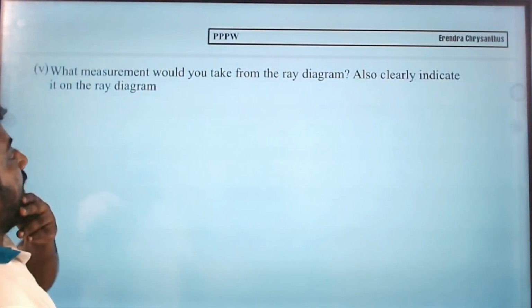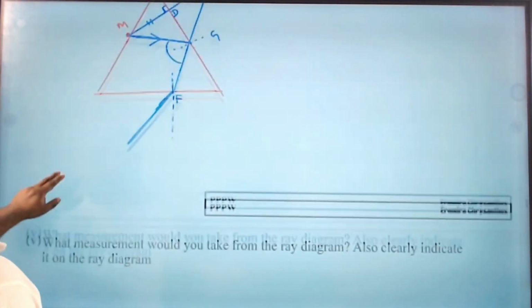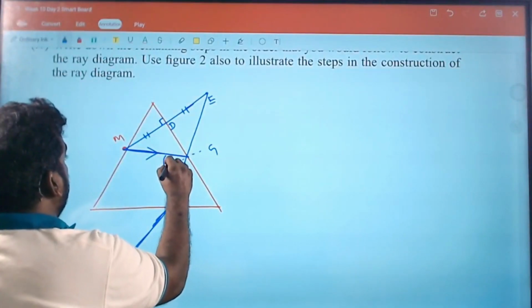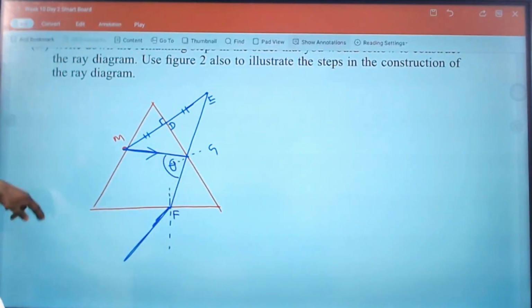What measurement do you take from the ray diagram? And also clearly indicate it on the ray diagram. So we will measure this angle here, theta. Measure the angle theta.